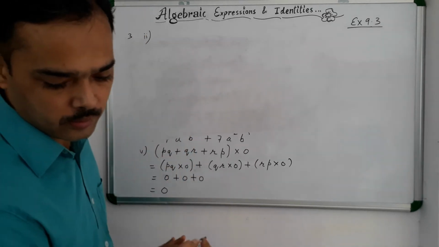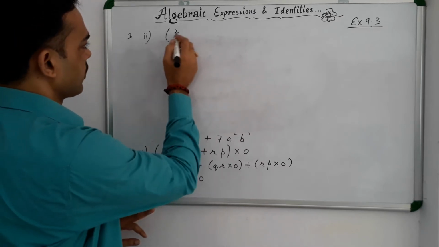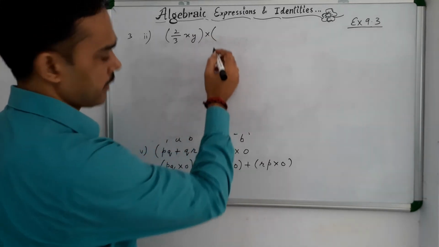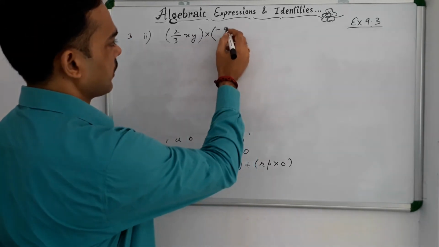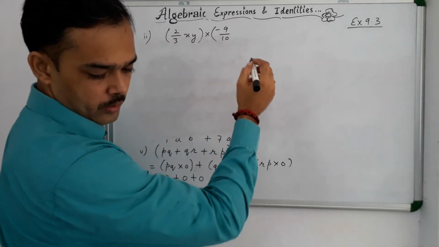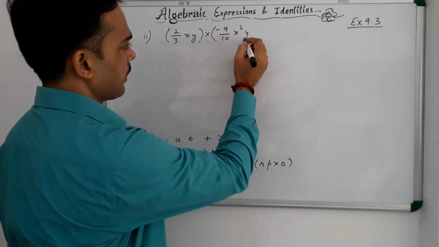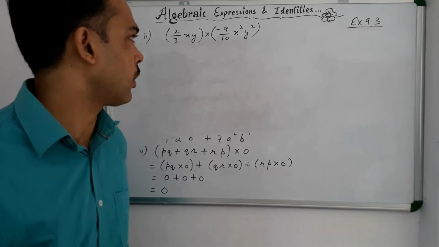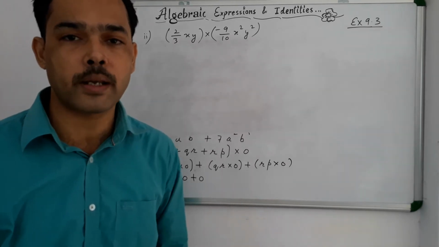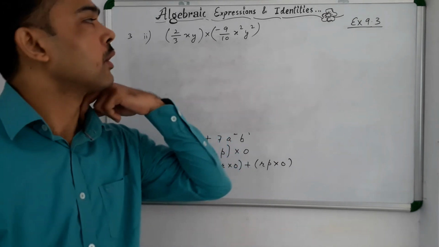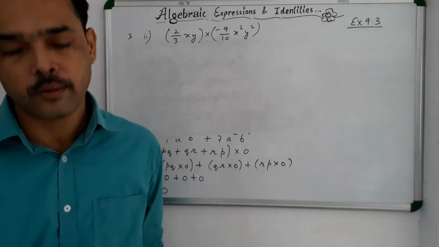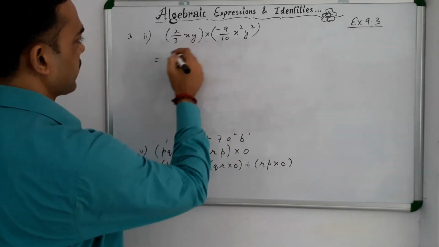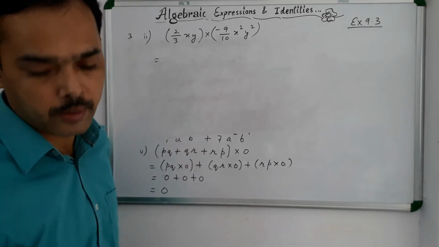In the second part, (2/3)xy, and in another bracket it is (−9/10)x²y². This has to be multiplied, and as people know, I have already mentioned that first you will be multiplying sign by sign, then constant by constant, and then variable by variable. So let us first take 2/3 and −9/10.